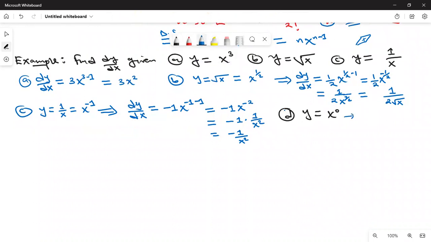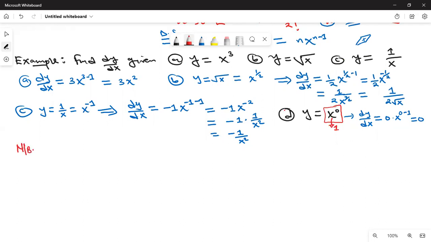This means that dy dx will be equal to, bring down the 0, then times x raised to 0 minus 1, and 0 times anything is 0. So x raised to 0 is 1. Take note of that. And you see 1 is a constant. So it means when you differentiate a constant, the result should be equal to 0. Because x raised to 0 is 1, which is a constant, and when we are differentiating it, we are getting 0. So that's a point you need to take note of.